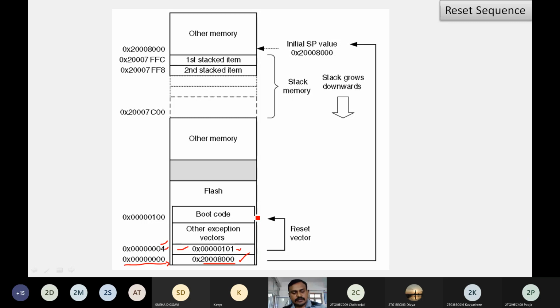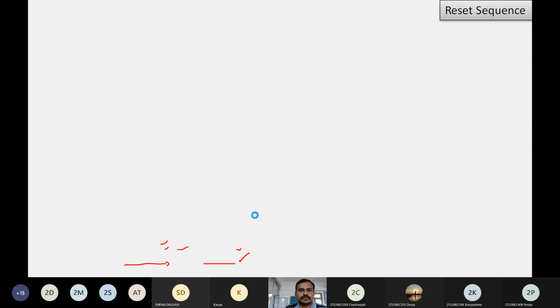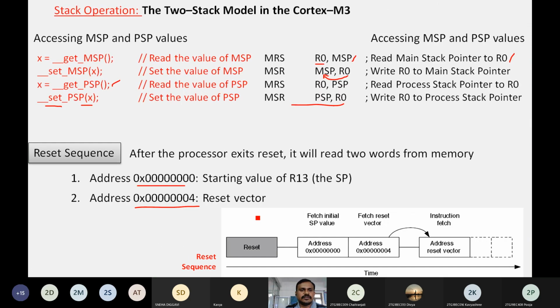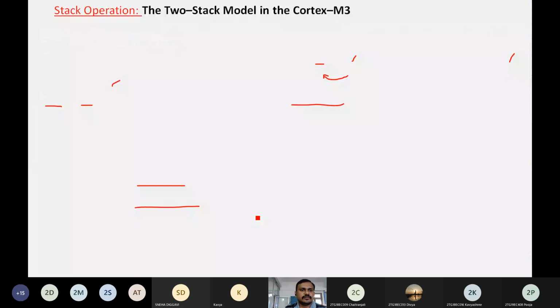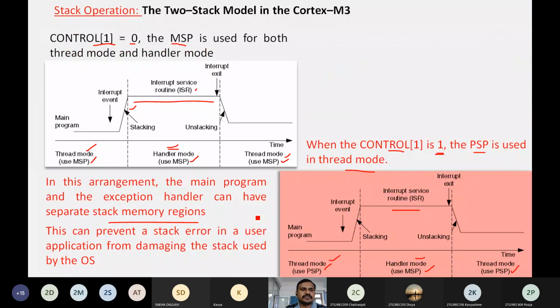Clear? So this is today's concept. We have discussed the stack operation and the reset sequence. So this ends your module number 1.